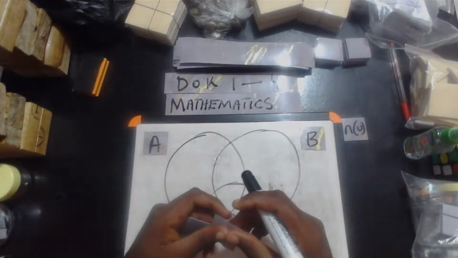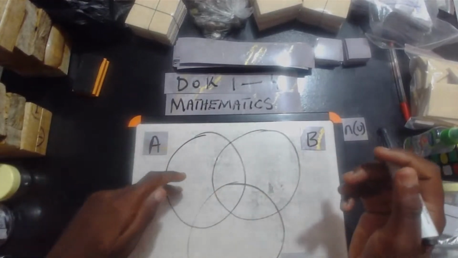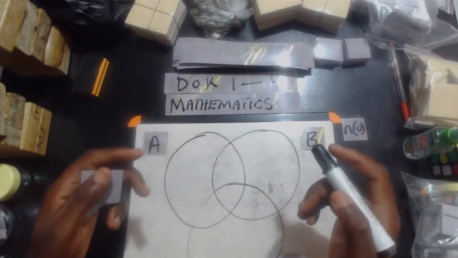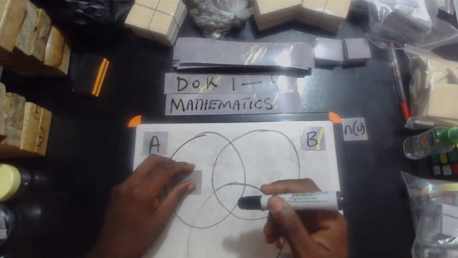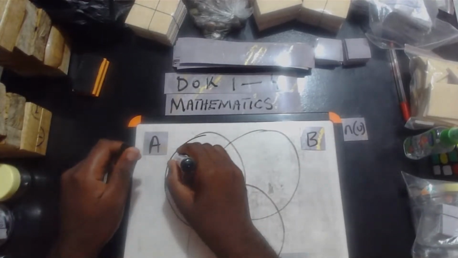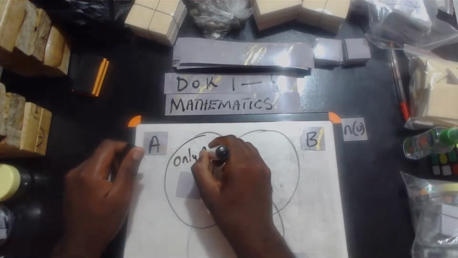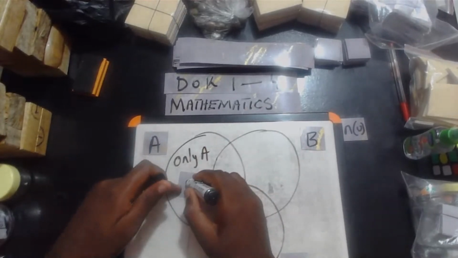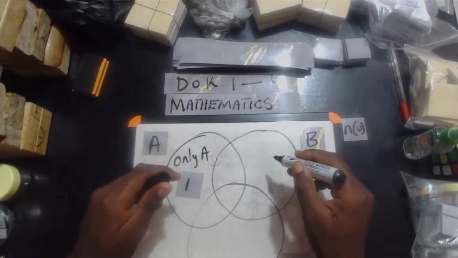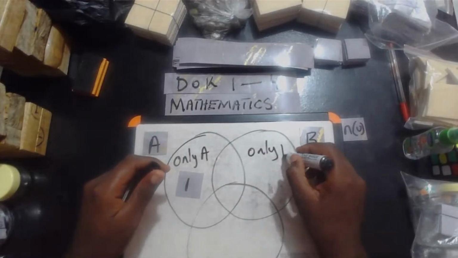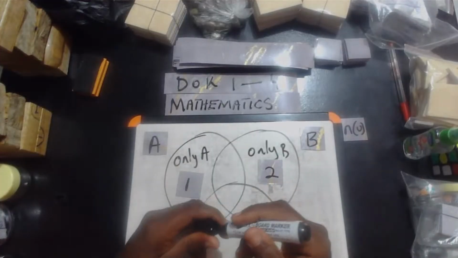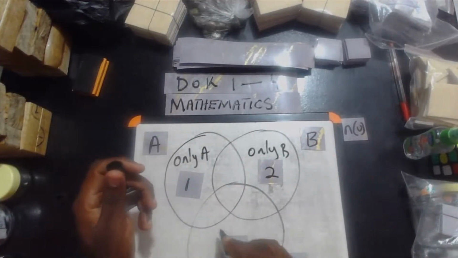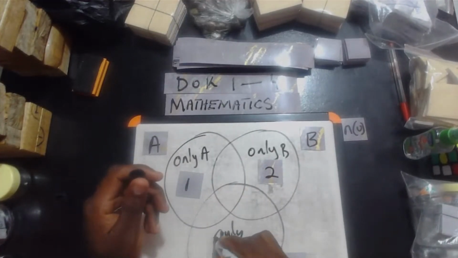Now, interestingly, we are going to pick up from those who belong to only A. We're going to see how many regions there are. For only A, that will be region 1. Now we have only B. Let that be region 2. Now we have only C, those who like only C. Let's call that region 3.